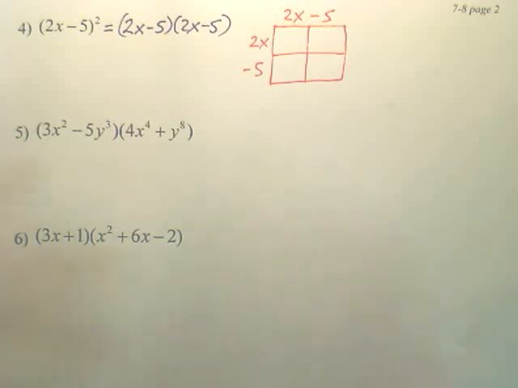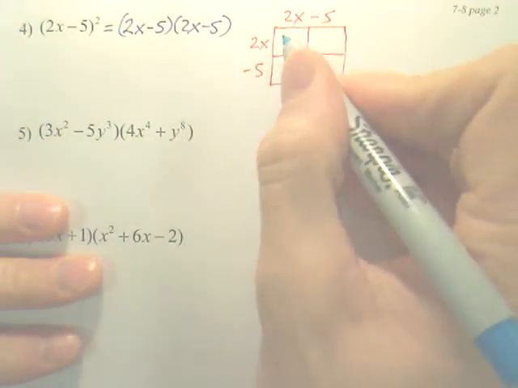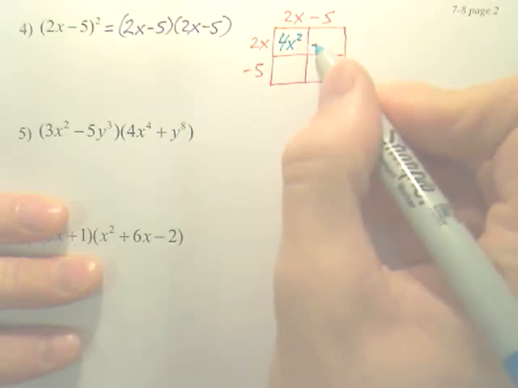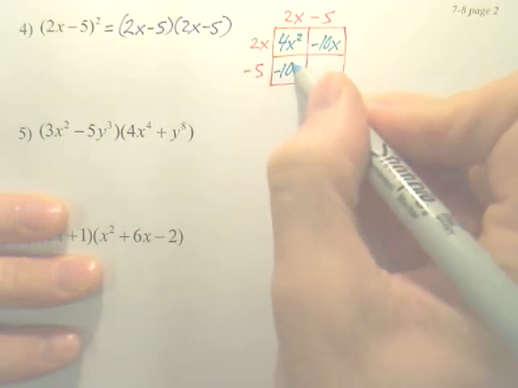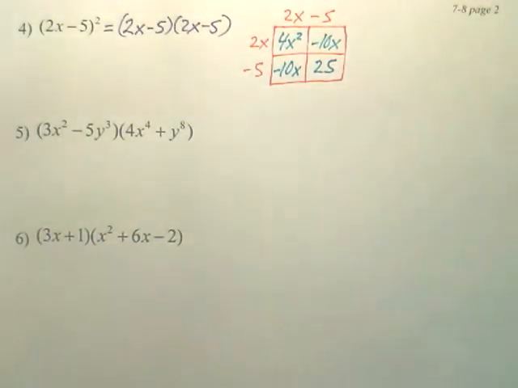Now, you just do like a multiplication table. So you put these two pieces on both sides of the boxes. And 2x times 2x is 4x squared. 2x times negative 5 is negative 10x. Negative 5 times 2x is negative 10x. And negative 5 times negative 5 is positive 25.